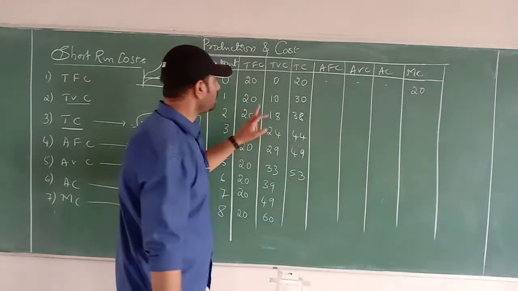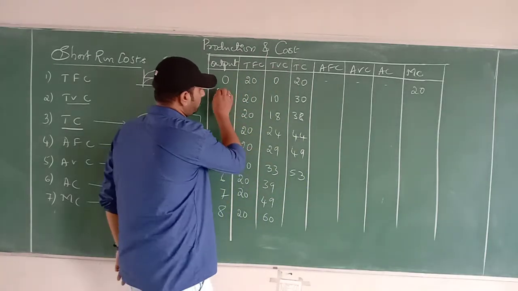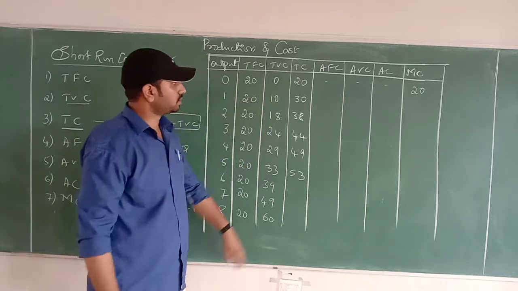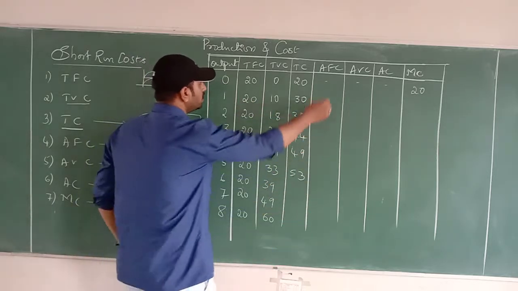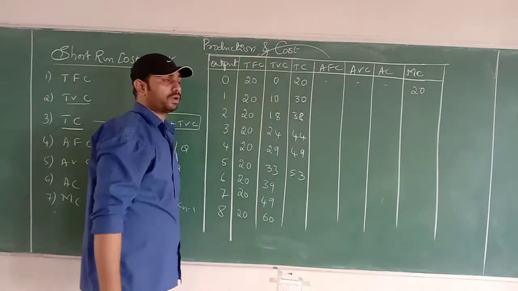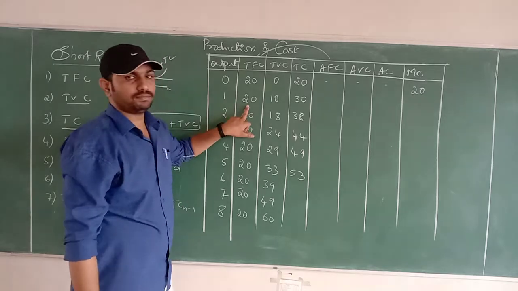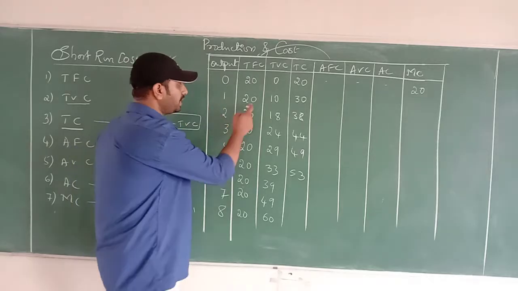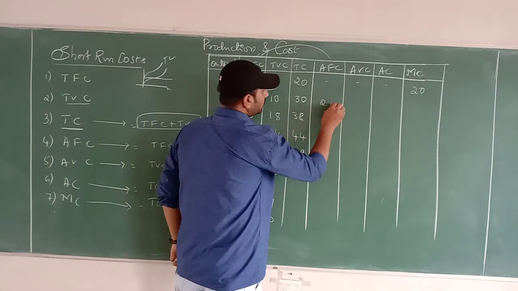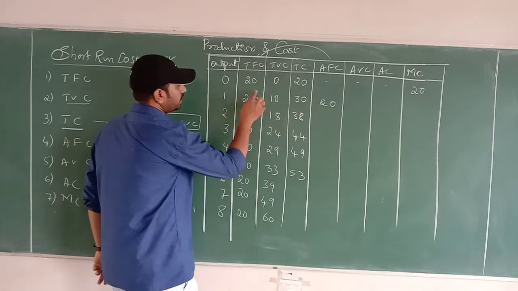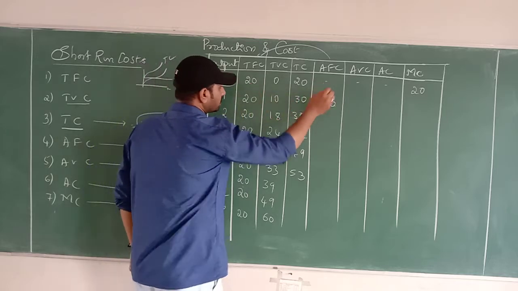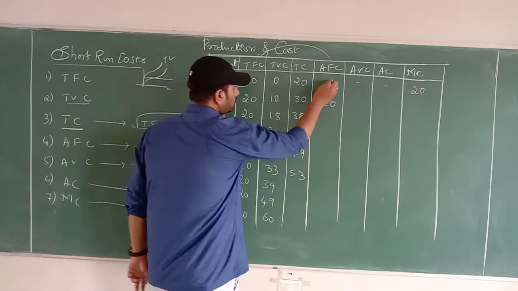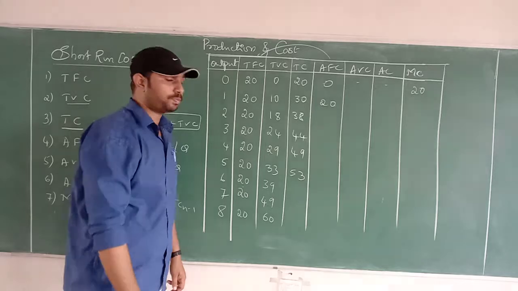AFC is based on TFC. So what is the TFC here? 20. So 20 divided by the output quantity 1 gives 20. And 20 divided by 0 output gives 0 or nothing, so make it 0. Don't figure out the 0 output.